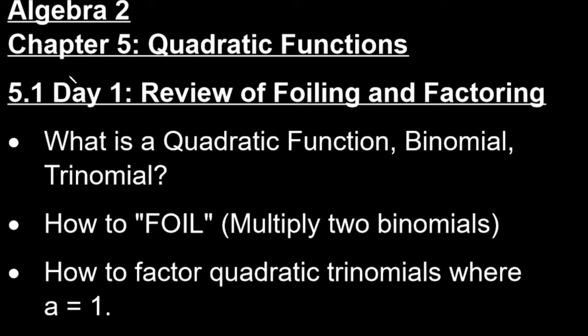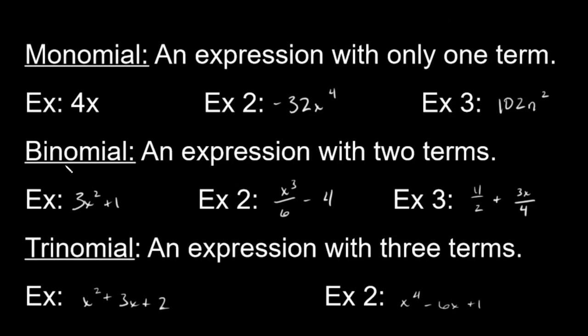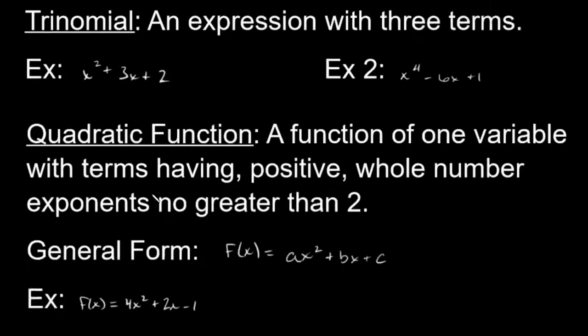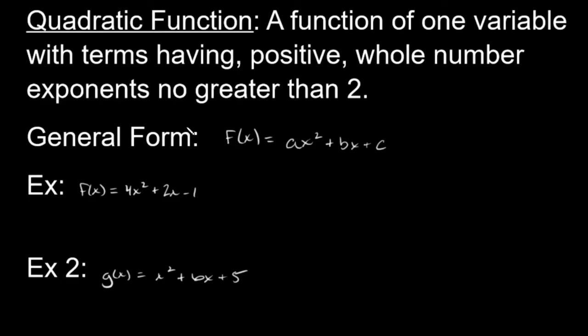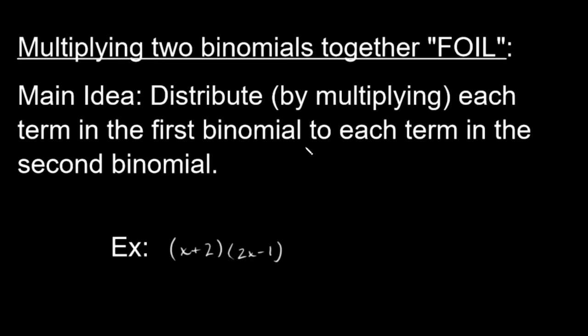All right, so we're going to be reviewing foiling and factoring for the most part. So the first thing we'll go into is some basic definitions that I won't have you write down, and then we'll talk about what a quadratic function is. And basically it's just a function where you've got a single variable like y is a function of x, and you can't have like x, y, and z, right? And the biggest power is 2. That's basically the layman's definition.